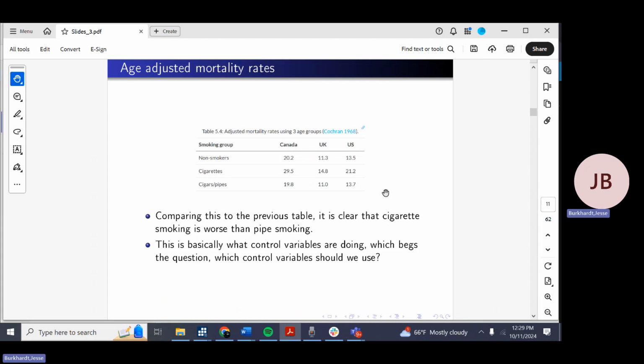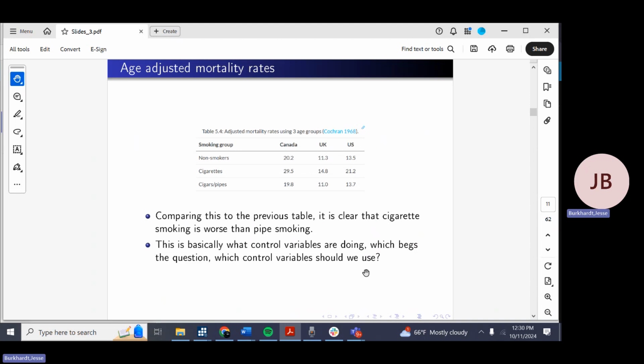This follows our intuition that cigarette smoking is bad. It's worse than not smoking. Cigar and pipe smoking actually looks not too bad. You may or may not believe this. There might be other confounders that are left out, but just looking at age-adjusted mortality rates, this conforms with some intuition or what we know from medical studies that cigarette smoking is bad. And this is basically what control variables are doing.